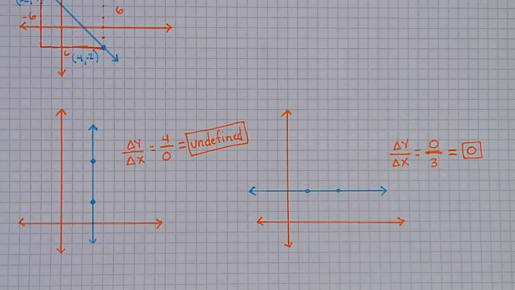Okay, so two different end results there. A straight vertical line, the slope is undefined. A straight horizontal line, like in the second one, has a slope of 0. They are not the same thing. They are two different results, two different meanings.